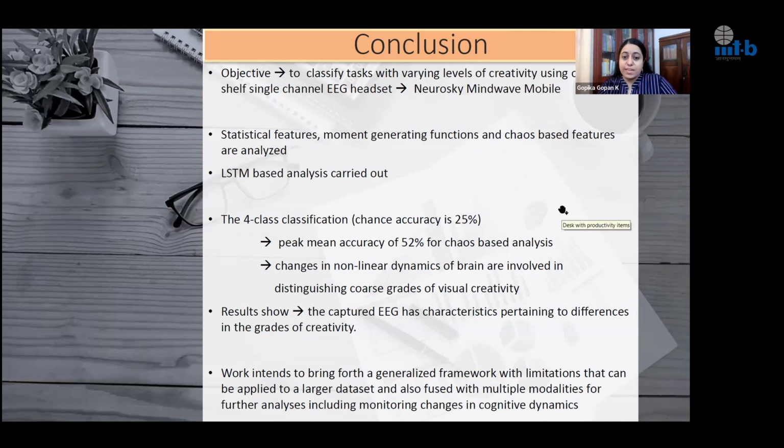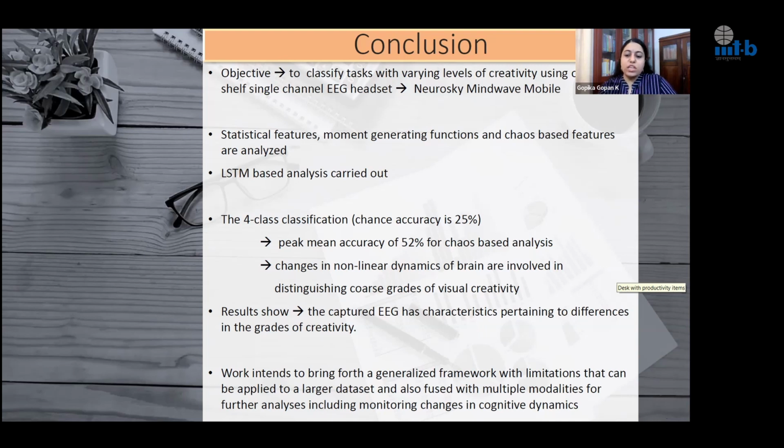So we carried out statistical, source distribution, chaos, and LSTM-based analysis, and it was found that for the 4-class classification, where the chance accuracy is 25%, the peak accuracy obtained was 52% with chaos-based analysis. This indicates that changes in nonlinear dynamics of the brain are involved when we distinguish different coarse grades of visual creativity. Also, it shows that the captured EEG does contain characteristics pertaining to differences in grades of creativity.